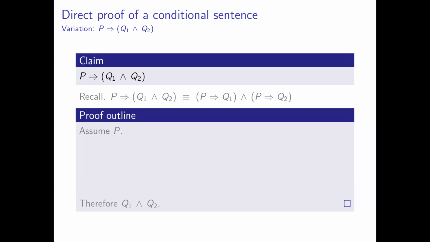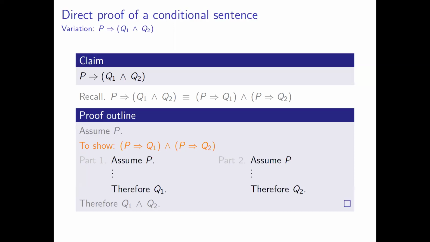Recall from a previous exercise that the propositional form P implies both Q1 and Q2 is equivalent to the conjunction P implies Q1 and P implies Q2. Hence, to prove that P implies both Q1 and Q2, we need to prove the two statements P implies Q1 and P implies Q2. So a direct proof of the claim consists of two parts. First, a direct proof of P implies Q1, and second, a direct proof of P implies Q2.